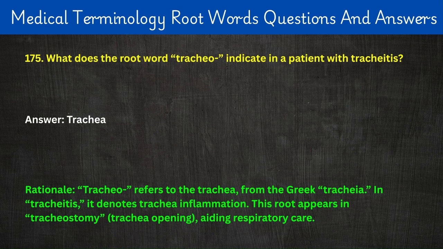175. What does the root word trachea- indicate in a patient with tracheitis? Answer: trachea. Rationale: Trachea- refers to the trachea, from the Greek trachea. In tracheitis, it denotes trachea inflammation. This root appears in tracheostomy, trachea opening, aiding respiratory care.